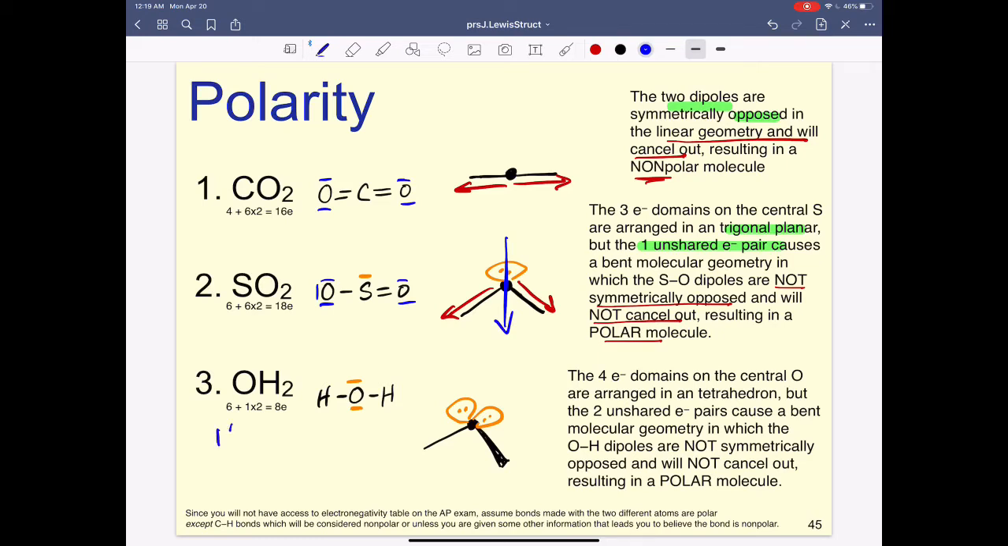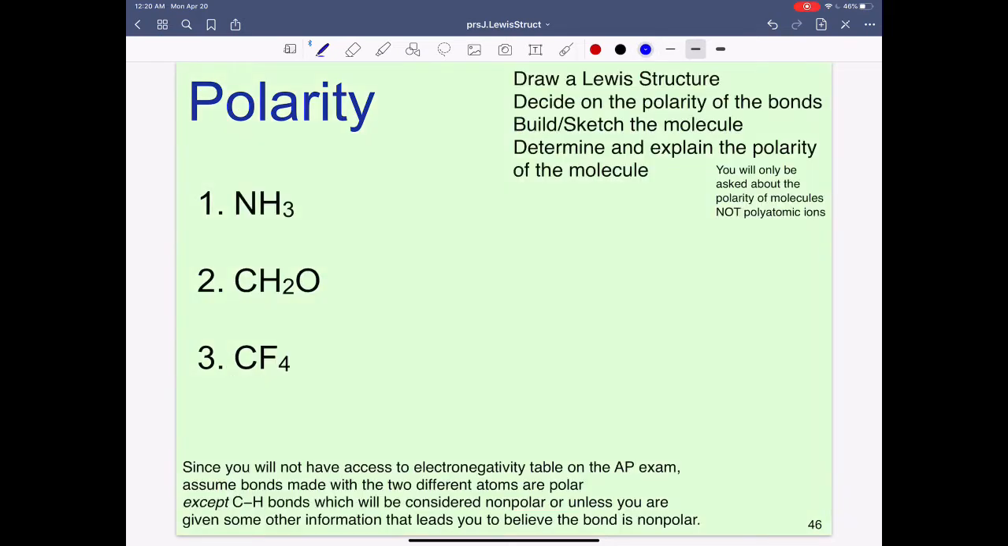Water, H2O of course, we want to be able to draw the Lewis structure, and notice that around the oxygen there are 4 electron domains, which would be arranged in a tetrahedron. But importantly, the two unshared pairs cause a bent molecular geometry, and those polar bonds are not symmetrically opposed and will not cancel out, resulting in a polar molecule. Again, drawing Lewis structures is most important.